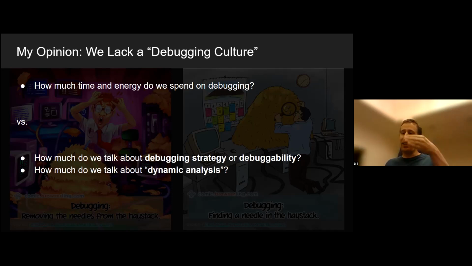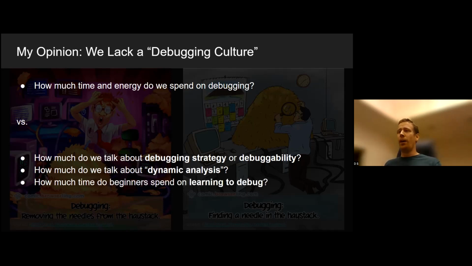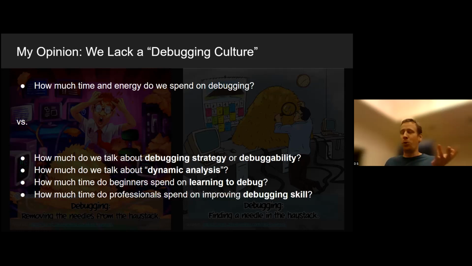It's the basic dynamic analysis, understanding the execution, the dynamic behavior of the program that has just executed or that is executing. And then how much time do beginners spend on learning to debug, right? Again, there's no courses on that, or very few. And then how much time do professionals spend on improving debugging skills? And again, it's not even any talk about that in most scenarios. So there's a lack of culture on top of all of that.